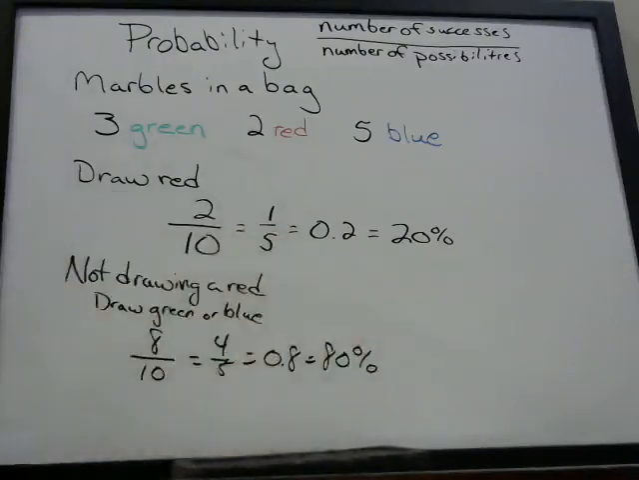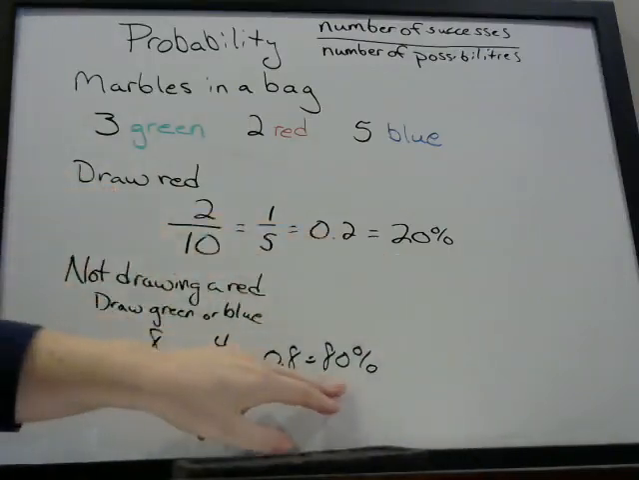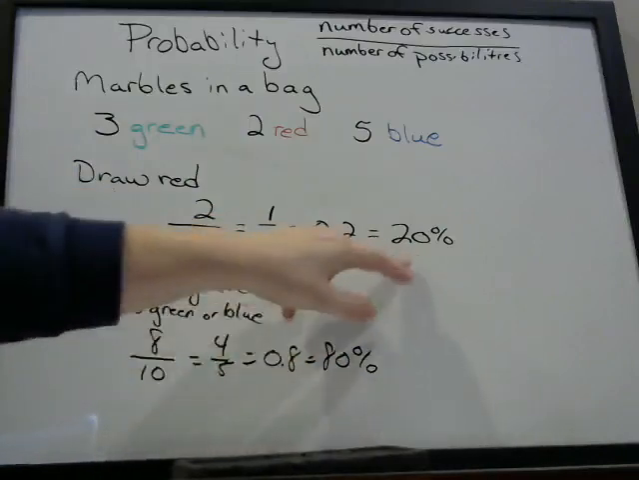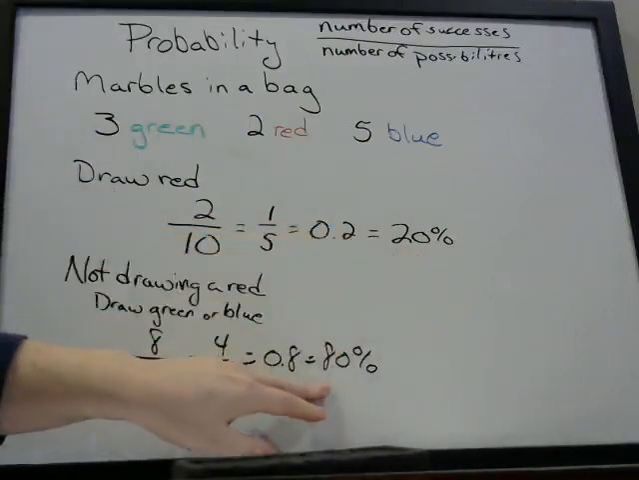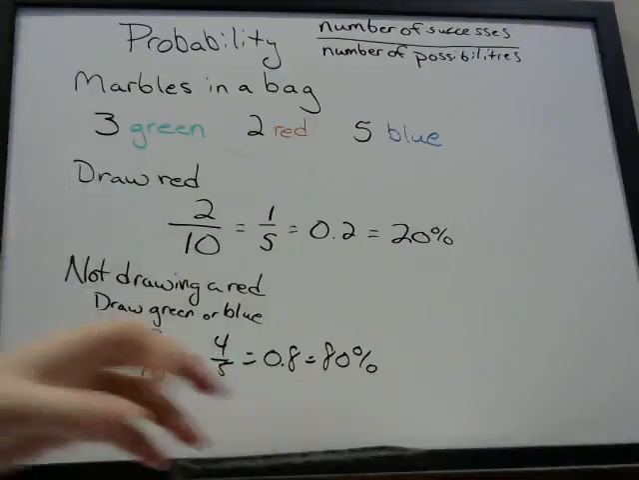80%. And so intuitively you can look at these two and they should make sense. The percentage of drawing a red is 20%, of not drawing a red is 80%. So when you add these two together, 20 plus 80%, it's 100%. So intuitively that makes sense, but this is how you would solve them individually.